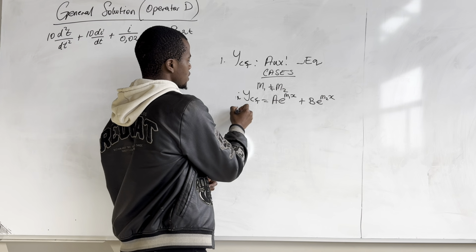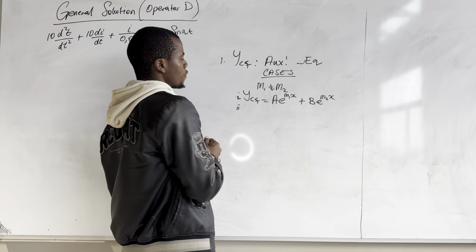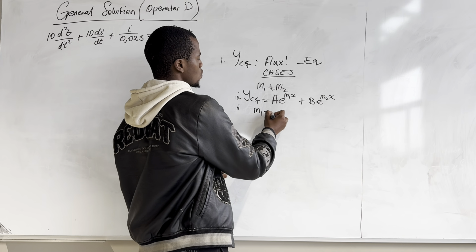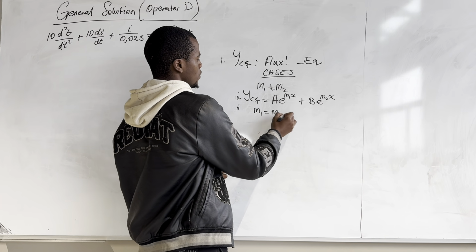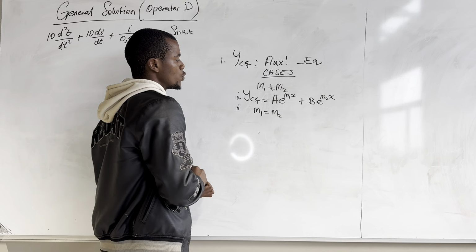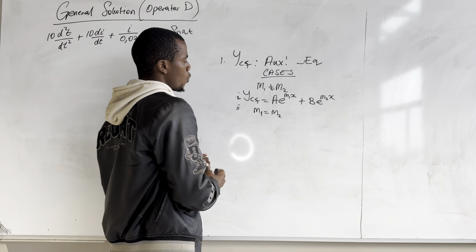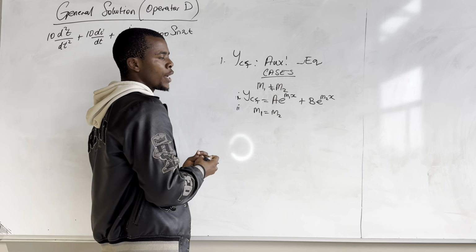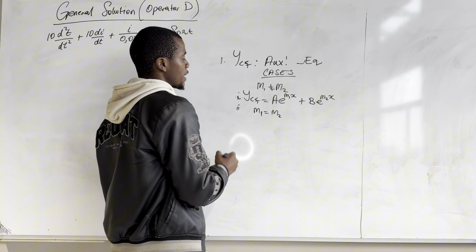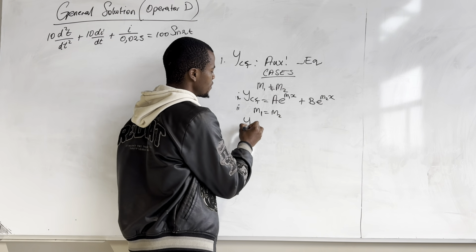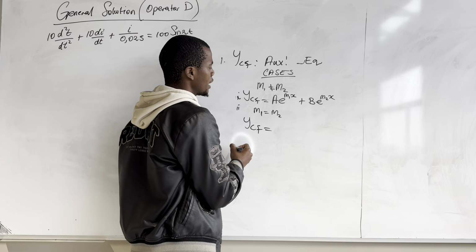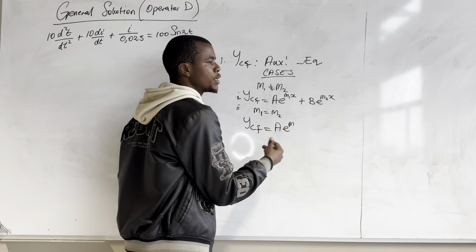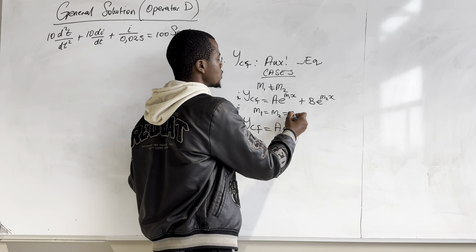Okay, so case number two of a complementary function is whereby your m1 is equal to m2. So you can simply say it like this: your m1 is equal to m2. So what is expected of the complementary function? What is expected is that the complementary function is equal to A e to the power of m. We just write m because m1 is basically equal to m.